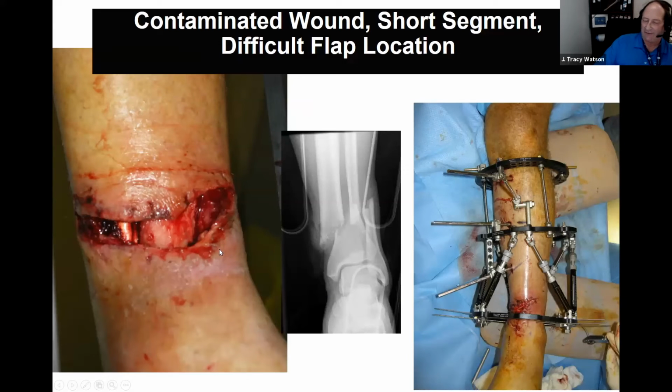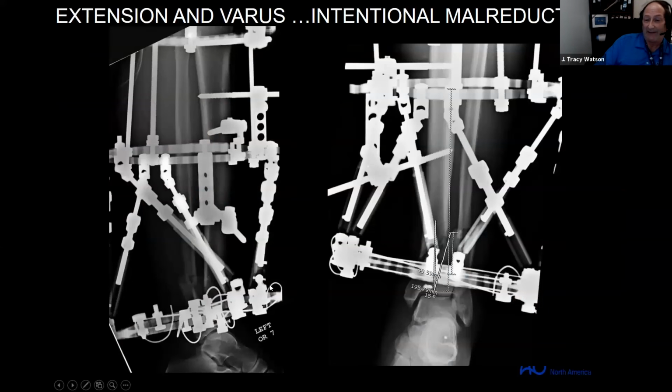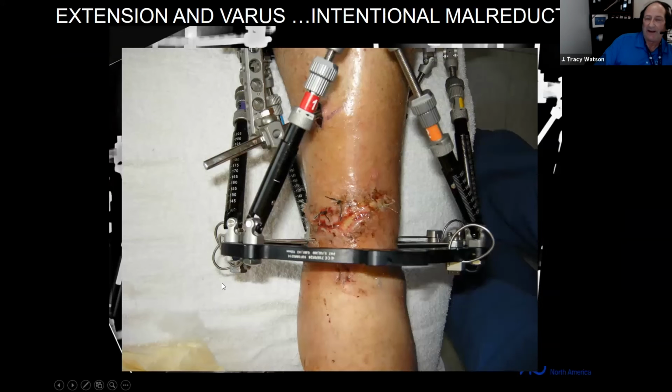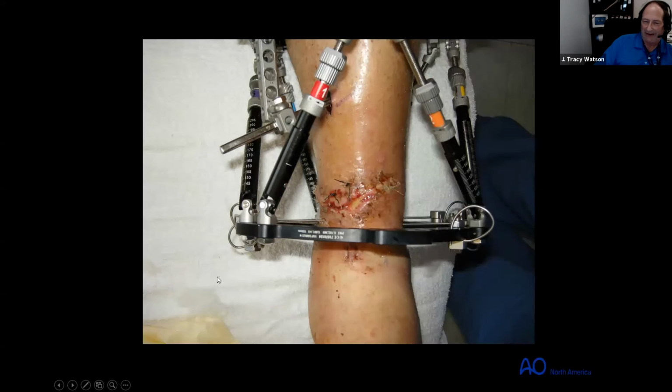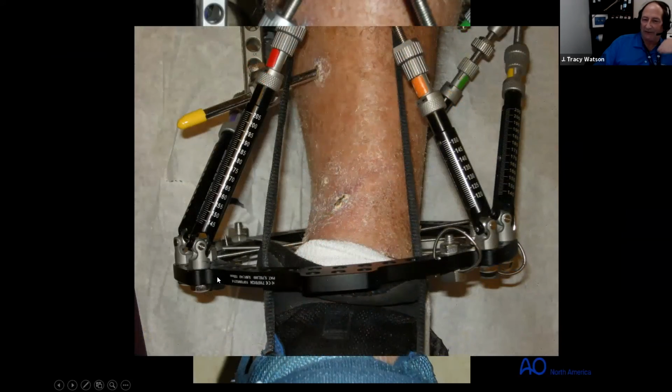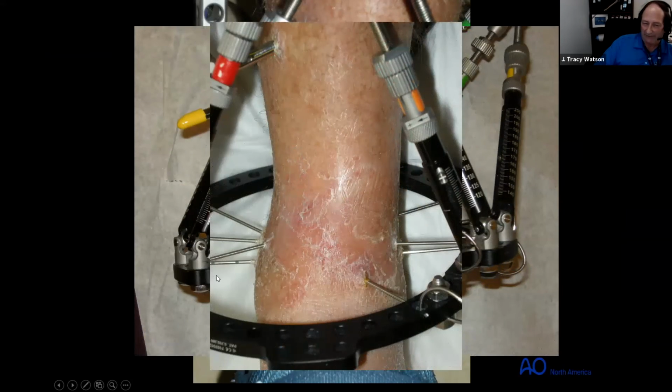Patient needed a flap. He was a diabetic, bad peripheral vascular disease. Our plastic surgeons ran the other way. And so we basically deformed the leg until we could get the wound closed primarily. And then with intentional malreduction, and very gradually over the course of about 8 weeks, gradually pulled it out to length. And you can see because of the distraction, hardly even left a scar.